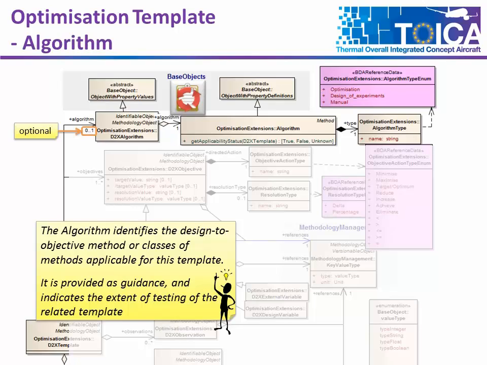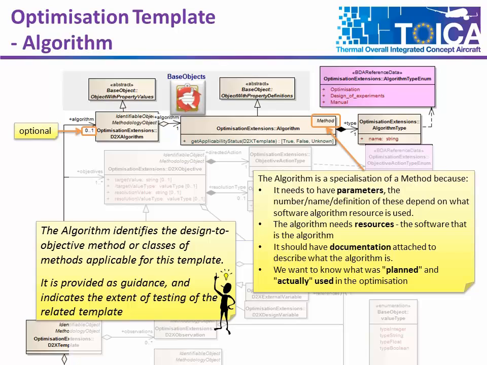A template can optionally set an algorithm. Many optimization tools have built-in algorithms, so this would not be appropriate. However, it can be used to specify the type of algorithm that is suitable for the template and/or the extent of testing that has been done with the template.